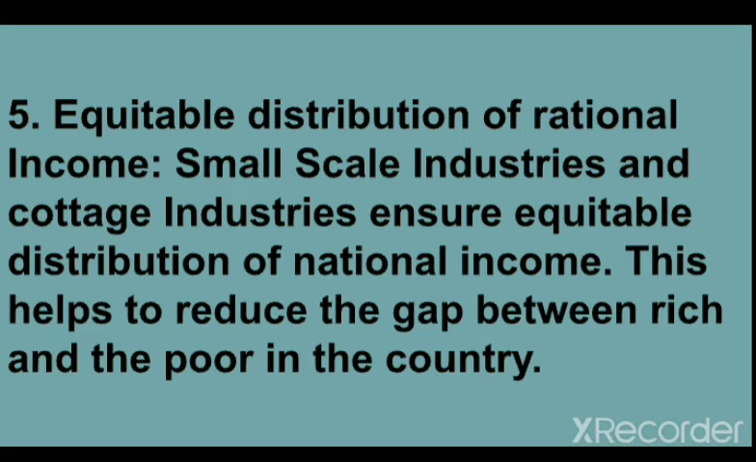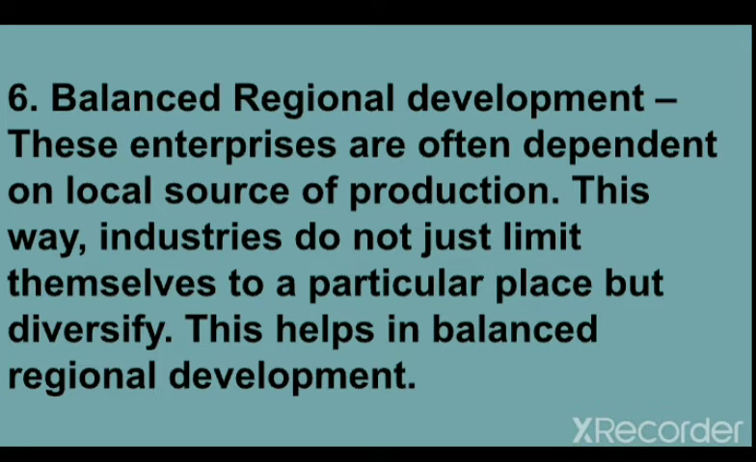Small scale industries are helpful in equitable distribution of income also. Small scale industries and cottage industries ensure equitable distribution of national income. This helps to reduce the gap between rich and poor people. Because if small scale industries are established in the rural areas, the people will get jobs, and if they are earning something, it will improve their living standard, and it will contribute to the national income also.